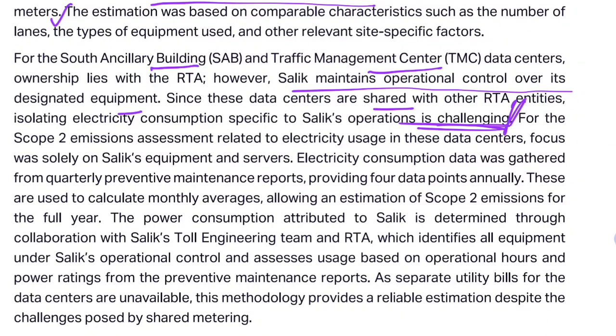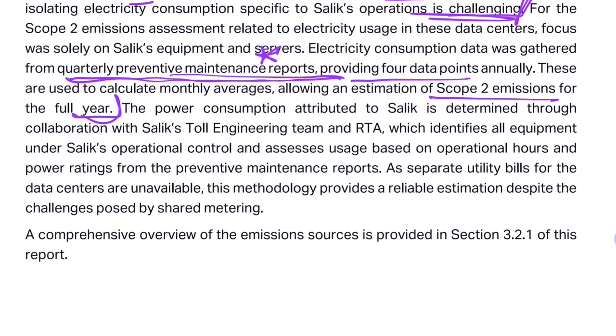So for the scope 2 emission assessment related to electricity use in these data centers, the focus was solely on Salik's equipment and servers. Electricity consumption data was gathered from quarterly preventive maintenance reports. So these are the data sources. They were also used to calculate a monthly average, allowing scope 2 emissions to be calculated for the full year. You can see this very clearly.